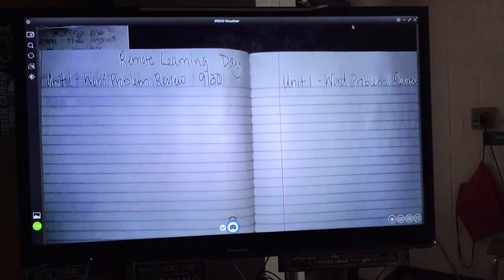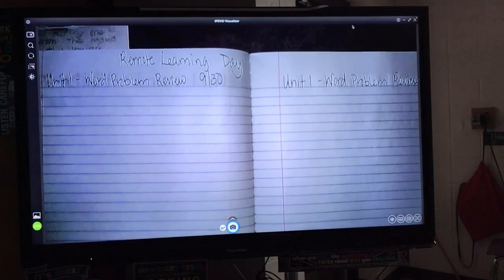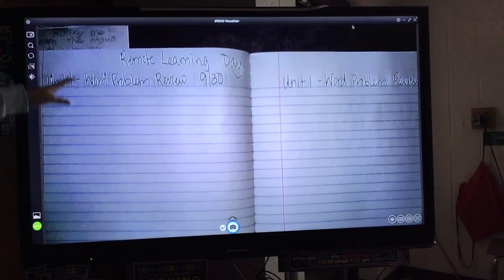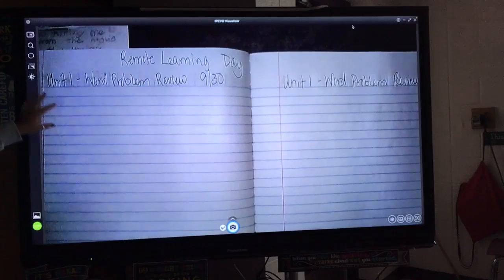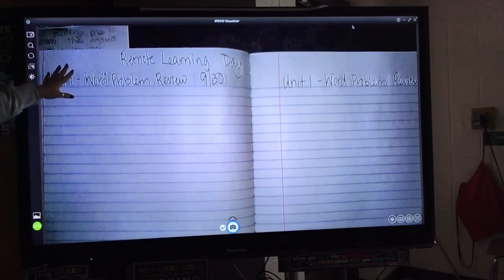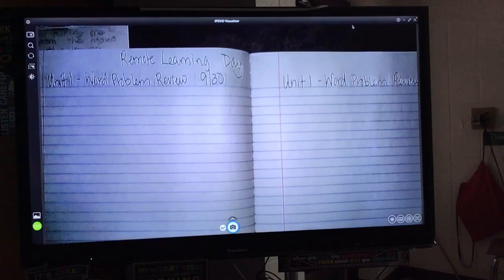Alright, so go ahead, turn your page in your notebook. This is going to be a remote learning day. So the word problems that we just looked at, that's where you're annotating. Like I said, you can use more than 2 pages if you need, but this is what you're going to be titling it. So Unit 1, Word Problem Review, 9/30, Remote Learning Day, and then the same thing on the right side. Unit 1, Word Problem Review, 9/30.